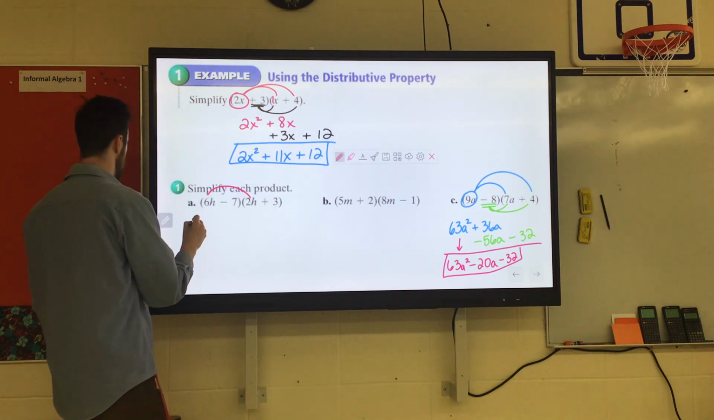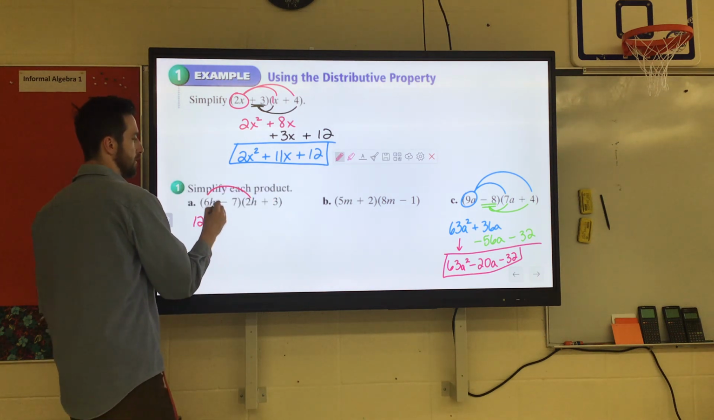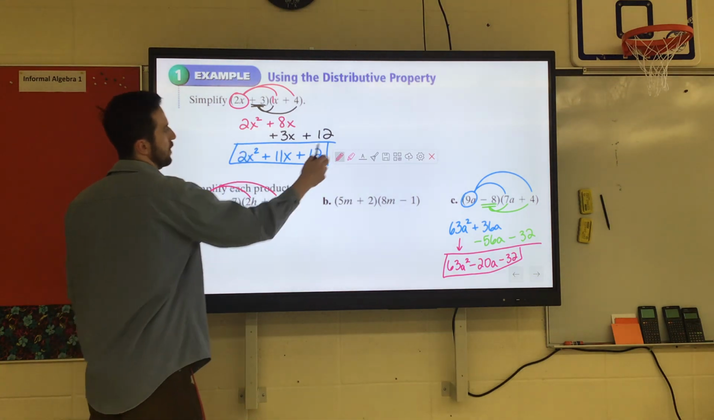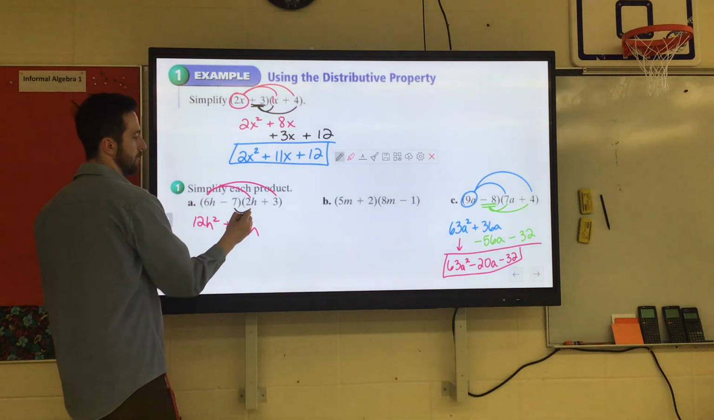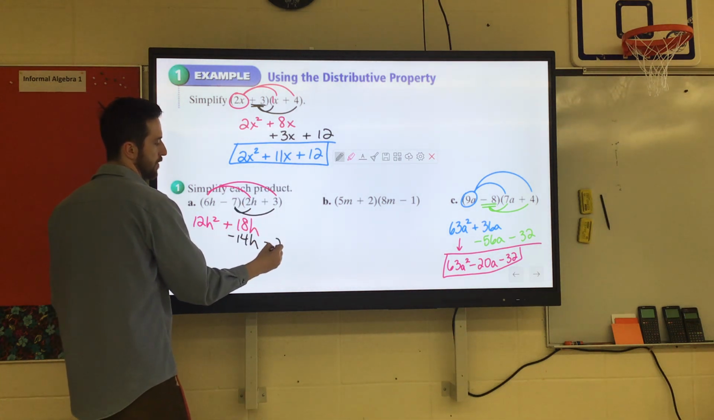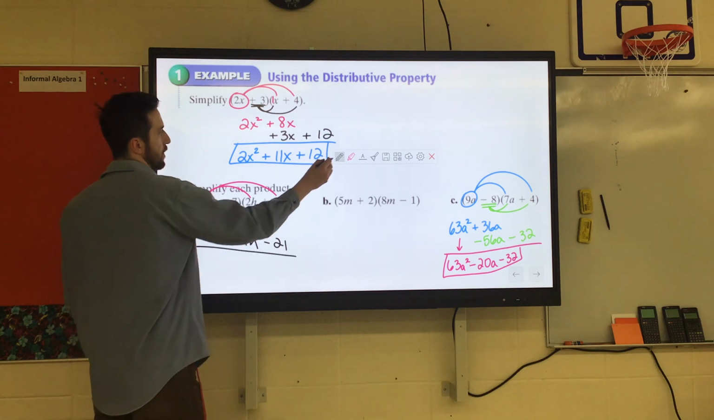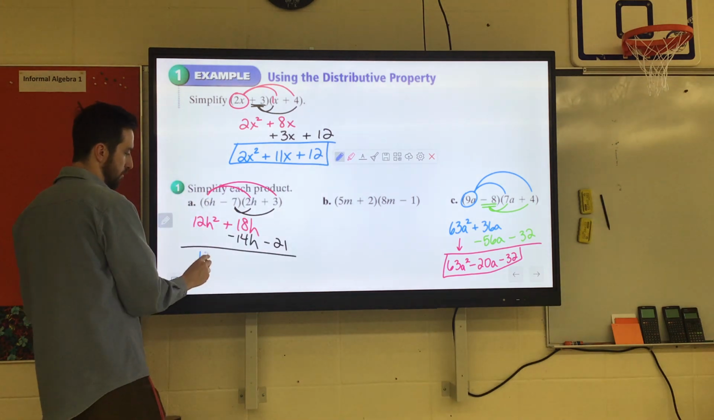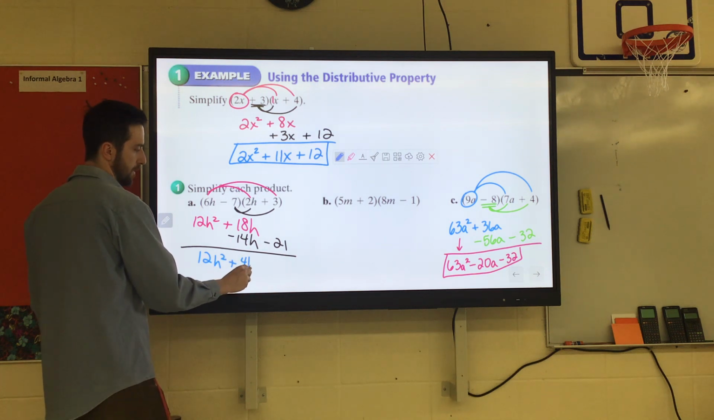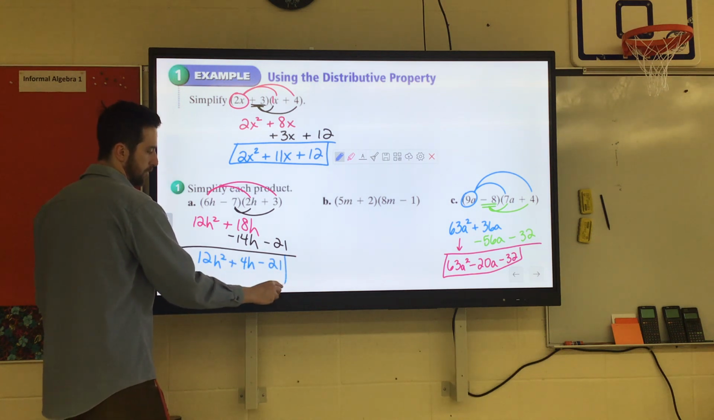6h times 2h is 12h squared. 6h times 3 is 18h. Negative 7 times 2h is negative 14h. And negative 7 times 3 is negative 21. Combining our like terms, we got 12h squared. 18 minus 14 is 4. Minus 21.